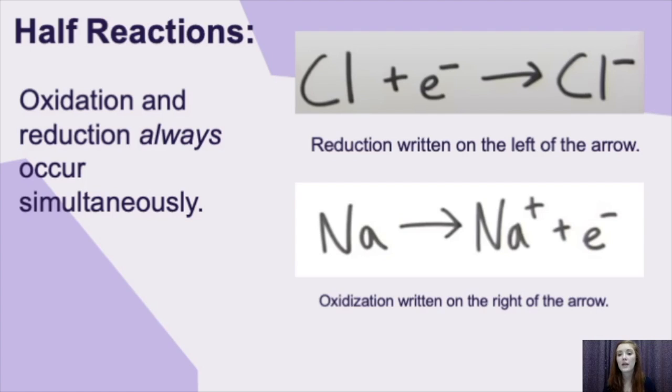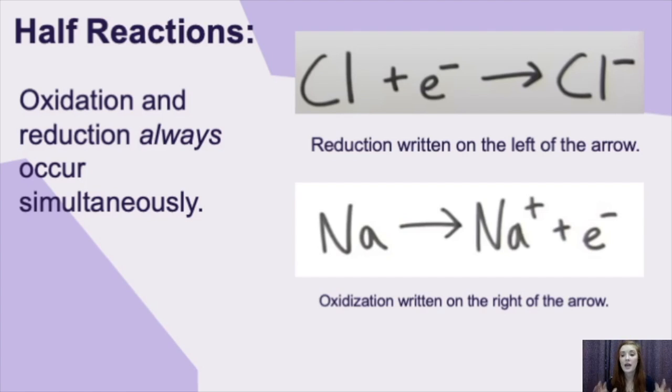So the way that we write these half reactions, I'll explain in just a second what that actually means. But chlorine, when it gains an electron, so this is sodium chloride, when chlorine gains an electron, it now has a negative charge. So reduction is written on the left side of the arrow. Remember, chlorine is being reduced, which means it is gaining an electron. Sodium, on the other hand, is being oxidized, and we write oxidation to the right side of the arrow.